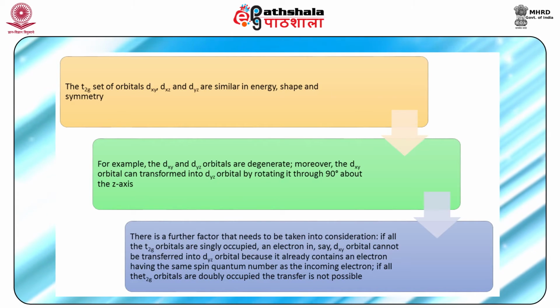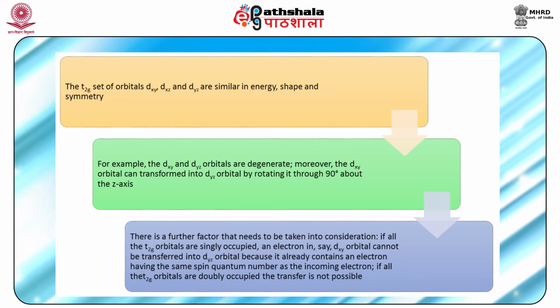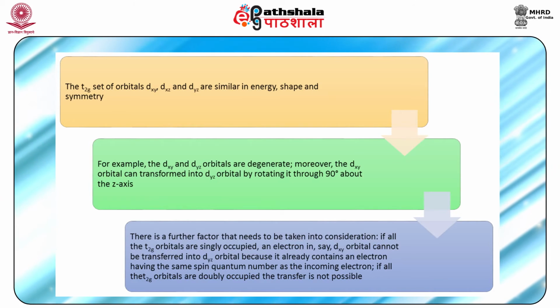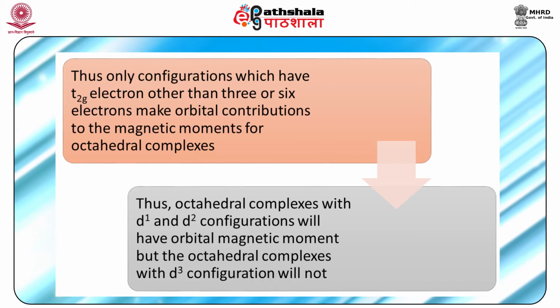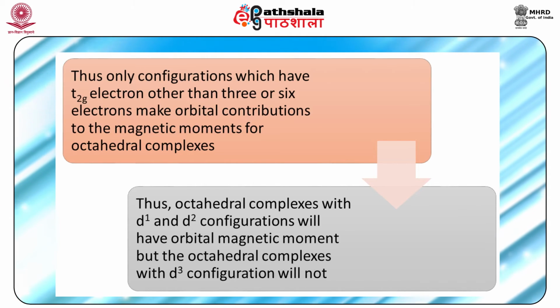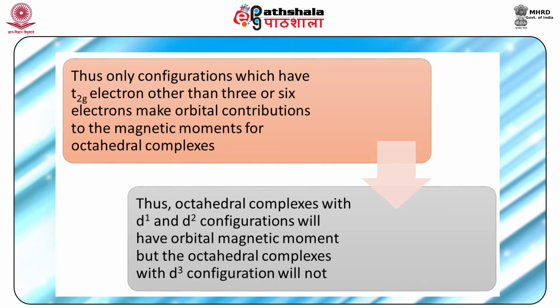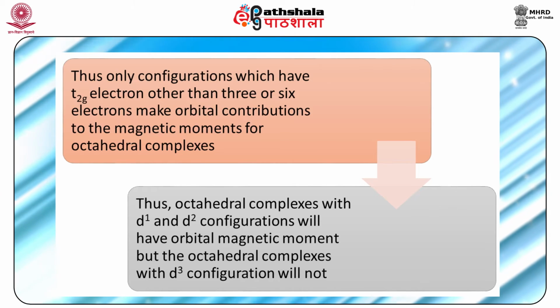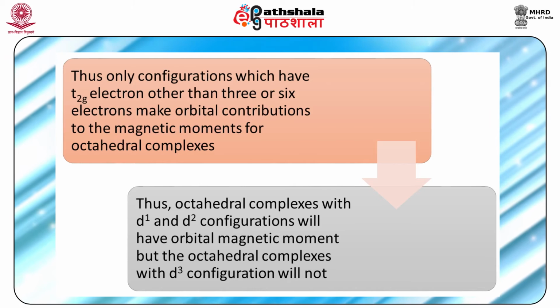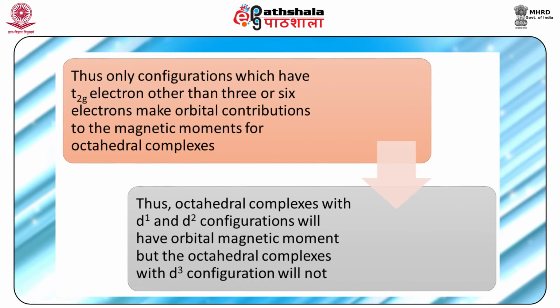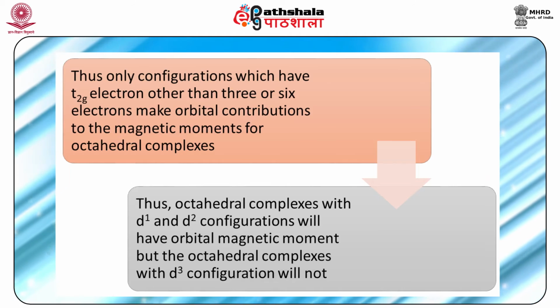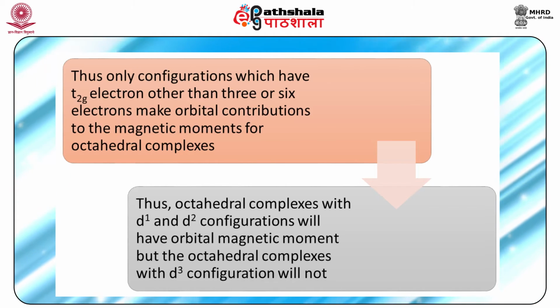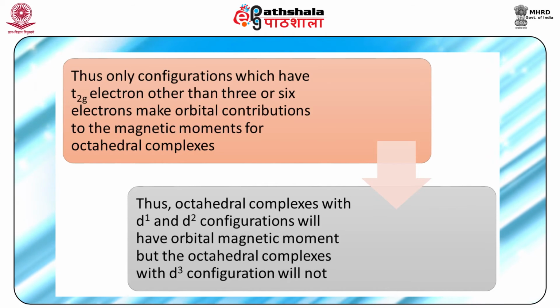If all the T2g set orbitals are doubly occupied, the transfer is not possible. Thus, only configurations which have T2g electrons other than 3 or 6 make orbital contribution to the magnetic moments for octahedral complexes. Thus, octahedral complexes with d1 and d2 configuration will have orbital magnetic moment, but the octahedral complexes with d3 configuration will not.